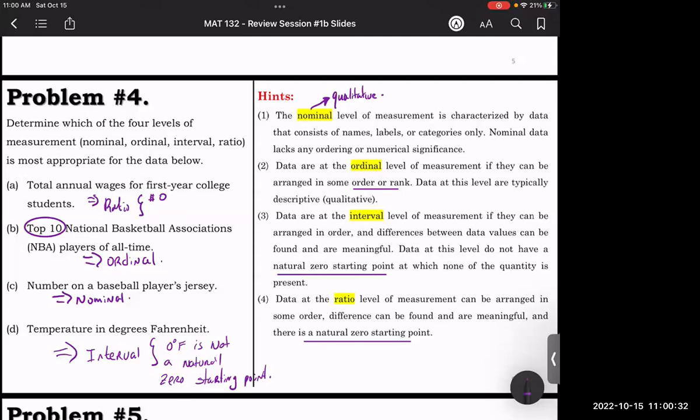That $0 implies that student isn't working.